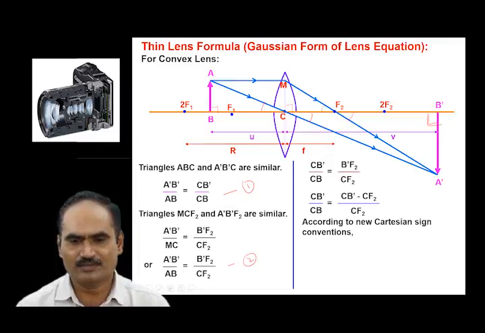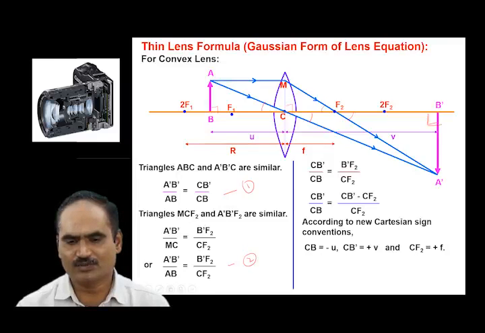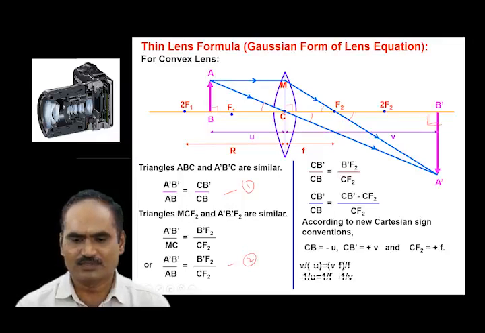And CB is the object distance. It is on the left side of C, so it should be taken as negative. CB dash is positive. CF2 is F, the principal focus F2, so CF2 is F and it is positive. Substituting here, CB will be minus U, CB dash is plus V, and CF2 is plus F. Substituting this, V by minus U is equal to V minus F by F.